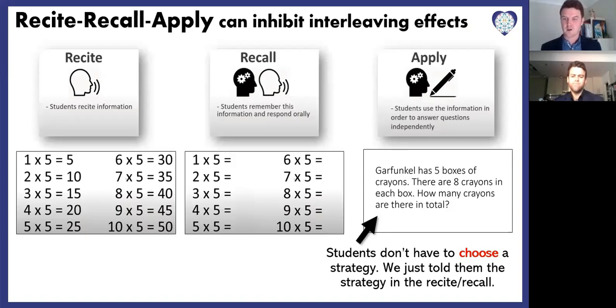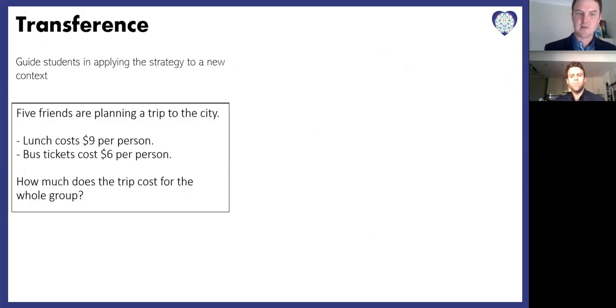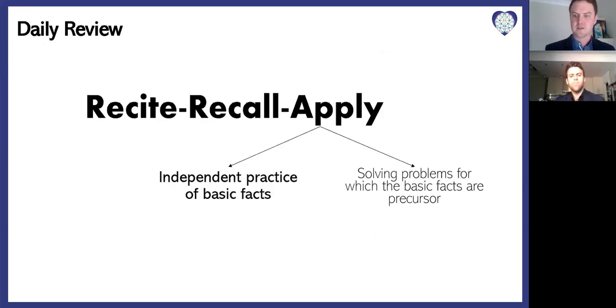This was a mistake that I so commonly made. What I realized after a while was that students weren't even reading the problem. They were just going, yeah, okay, 5 times tables, I see 5 there, I see 8 there. They multiply them, they get 40, bang. They weren't even reading the problem, so they're not considering the structure of the problem. They're not actually improving their ability to problem solve. That is because recite, recall, apply can inhibit the effects of interleaving.